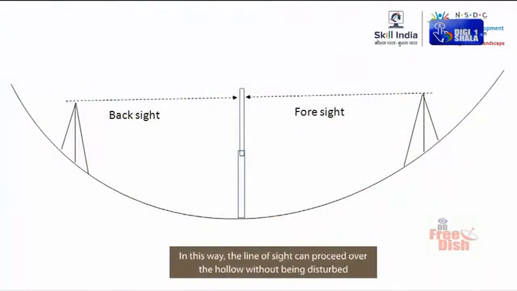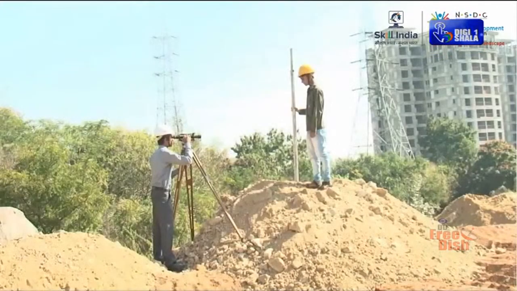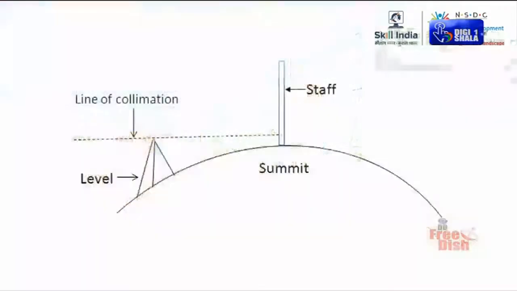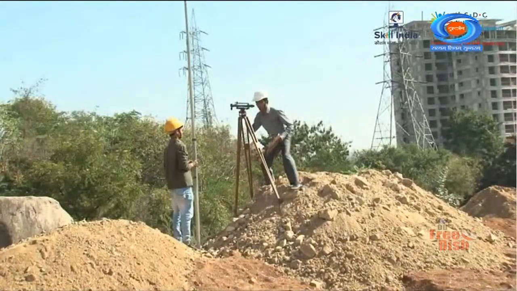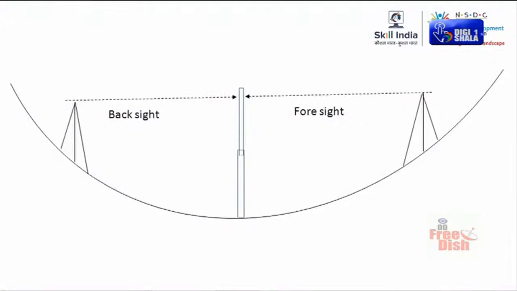In this way, the line of foresight and backside can proceed over the hollow without being disturbed. So remember, to solve the problem of leveling on summits and hollows, place the level to one side of the summit or hollow so that no instrumental errors occur and the line of foresights and backsides is maintained.